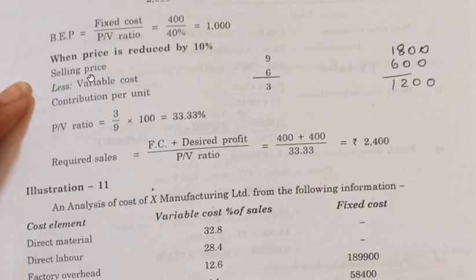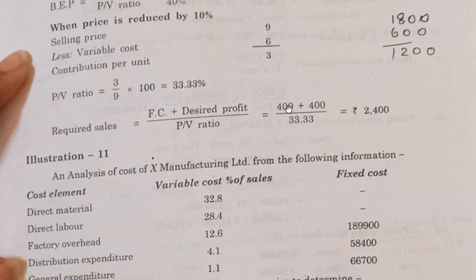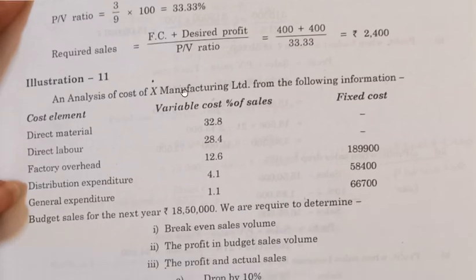So selling price last time it was 10 rupees. So 10 rupees minus 10 into 10%, so you get 9 rupees as your selling price. Your variable cost is 6 rupees, which they have given. Contribution will be 3 rupees. So PV ratio is equal to contribution divided by your selling price. So 3 divided by 9 into 100, 33.33%. So your required sales is what we are supposed to calculate.